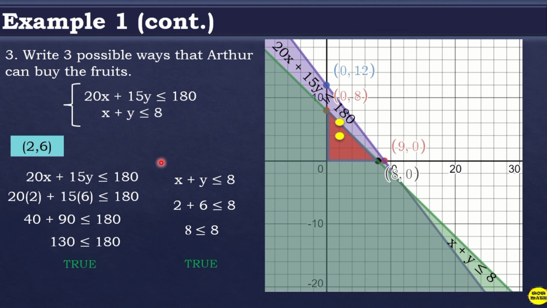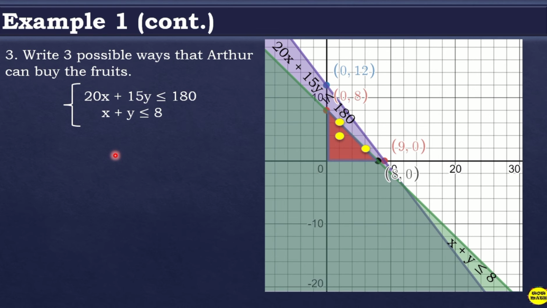So, therefore, 2, 6 is another way. Okay, since hinihingian tayo ng 3. So, una, 2, 4, ito naman 2, 6. Isa pa. Okay, kuha pa tayo ng isang ordered pair.